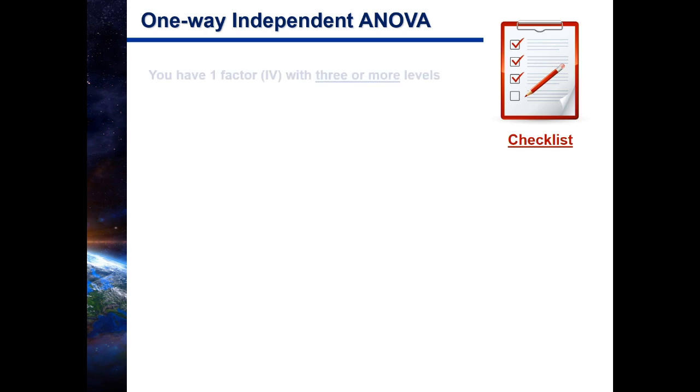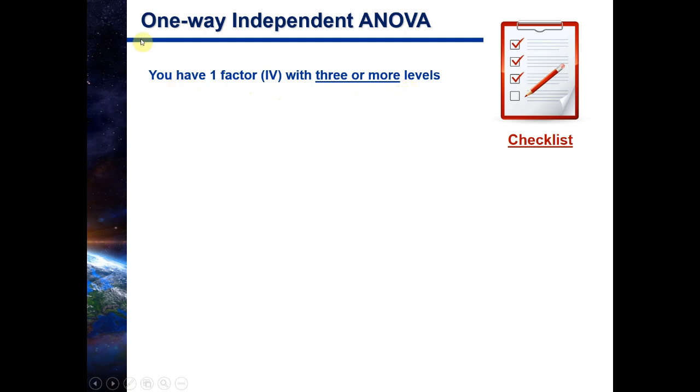You should be familiar with this procedure by now. We're going to look at the checklist. We're going to look at hypotheses. We're also going to look at the assumptions. Okay, so first off, the checklist. You have one factor, that means one IV, and remember, 3 or more levels.